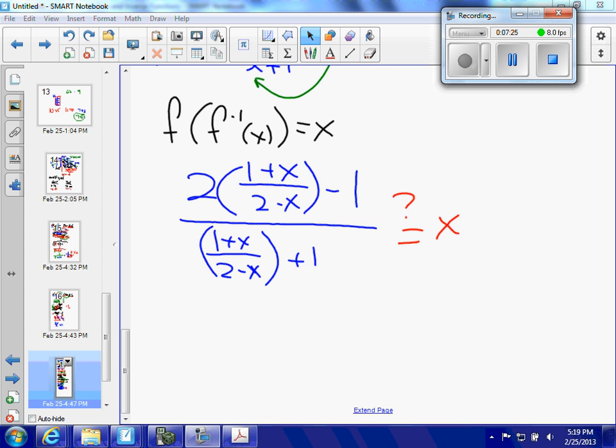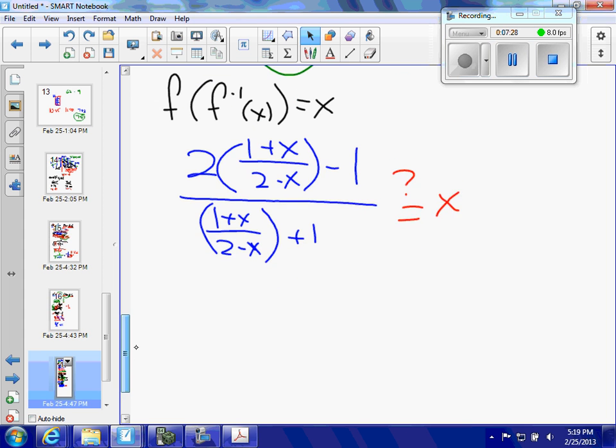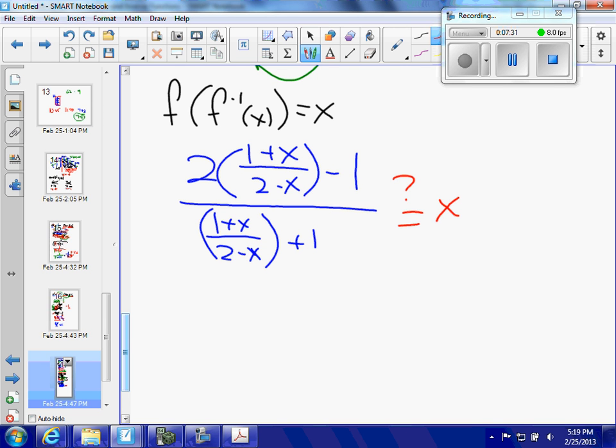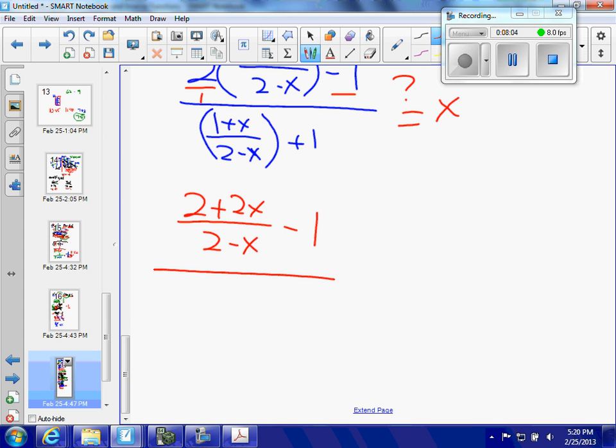So let's try and work this algebra pretty carefully. In my numerator first, I'm going to multiply, well, this is 2 over 1, so I'm going to multiply the 2 times this term right here. So that would give me 2 plus 2x over 2 minus x minus 1. There's my minus 1 right there. And that is divided by my 1 plus x over 2 minus x plus 1.